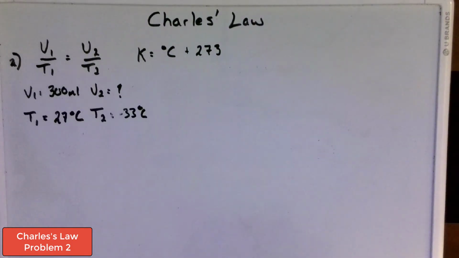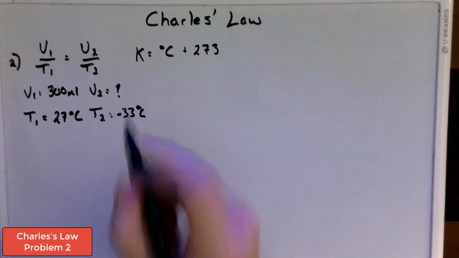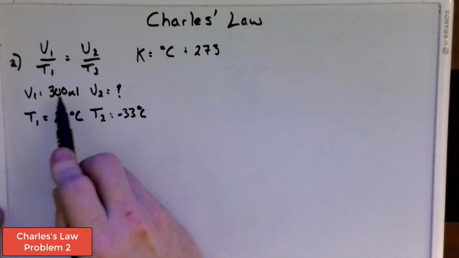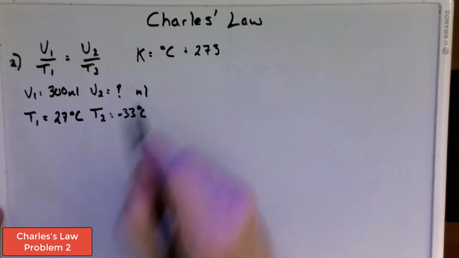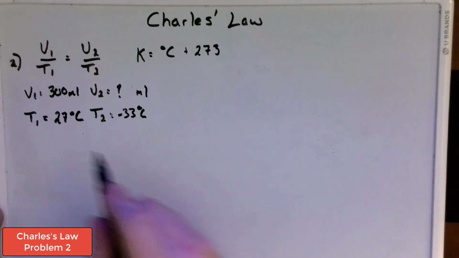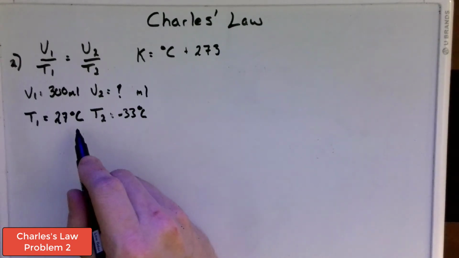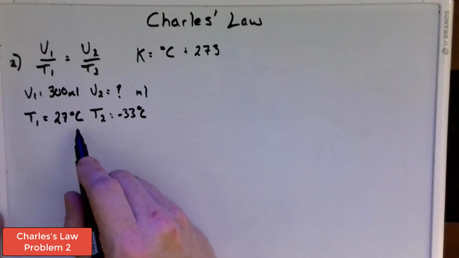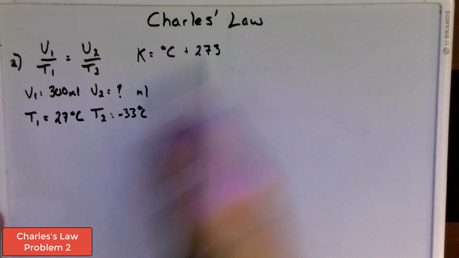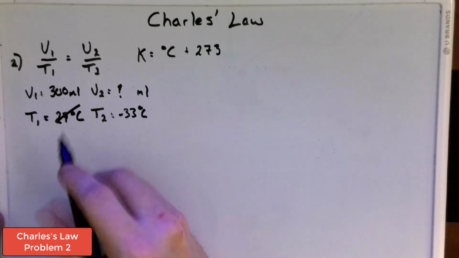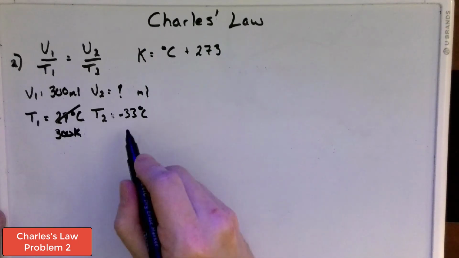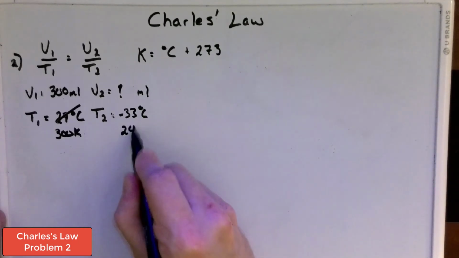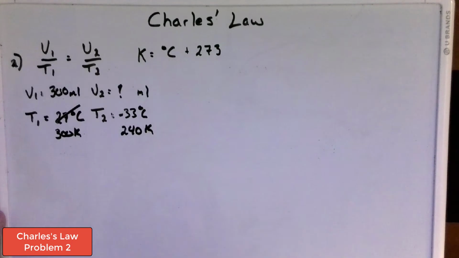Now that I have all my known variables, I take a look at my units. Volume 1 is 300 milliliters. Volume 2 should also be milliliters. The problem doesn't tell me any other, just making sure they match. And then we have the Celsius issue. We know we can't use Celsius, we have to use Kelvin. So in both temperatures, I add 273. That means my temperature 1 is 300 Kelvin. And my temperature 2 is 240 Kelvin. With my variables known, I can plug it in and answer.